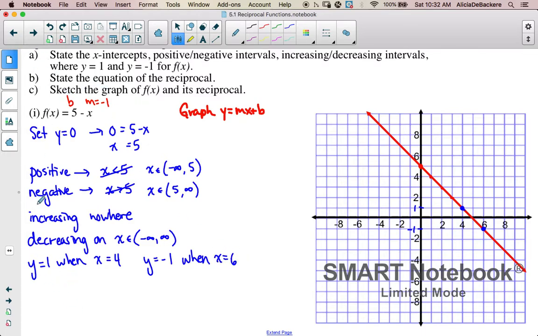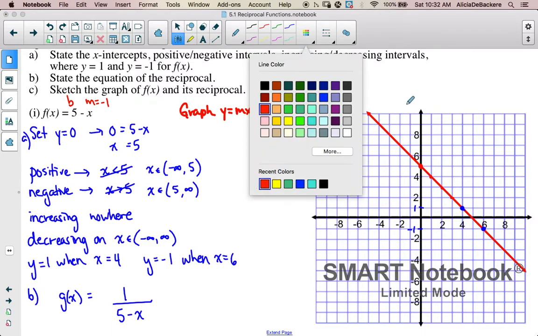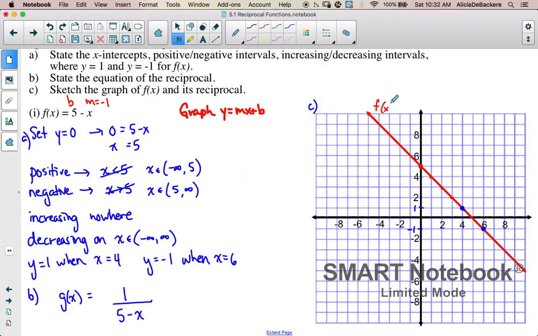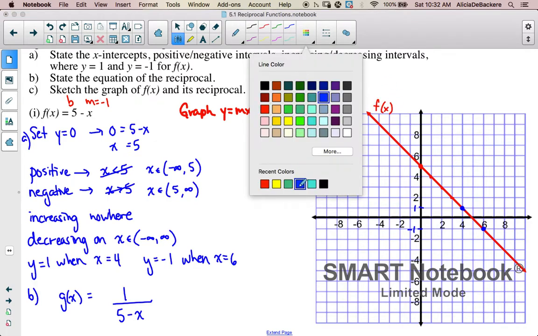Now I need to state the equation of the reciprocal. So I'm going to call it g at x, and we'll make it 1 over 5 minus x. And then I'm going to sketch the graph of f at x and its reciprocal. So I've already got the first sketch done for C. This is part C. I just need to label that graph. This is f at x. And then we're going to graph g at x.